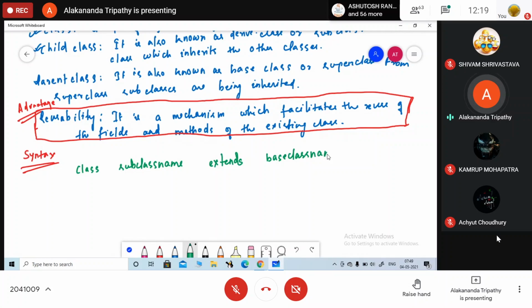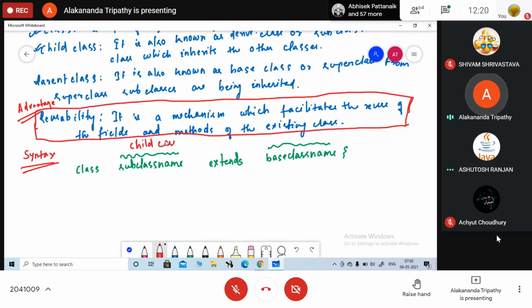So what is the subclass here? And what is the base class here? The subclass is the child class, and the base class is your parent class, or we call it a super class. We also call it super. And this one is the subclass.